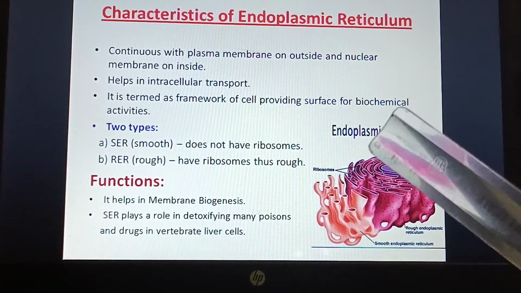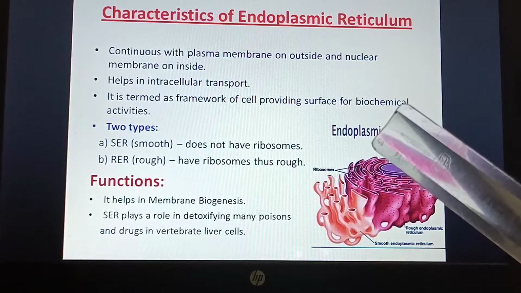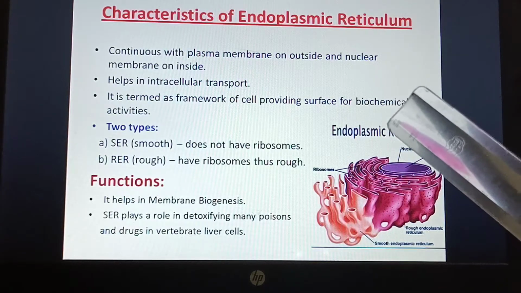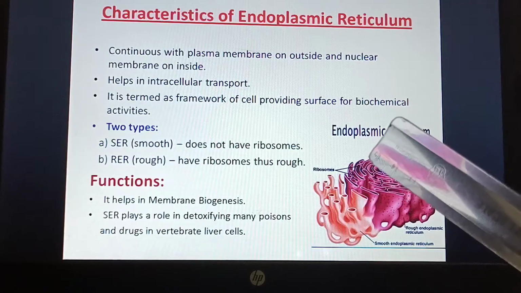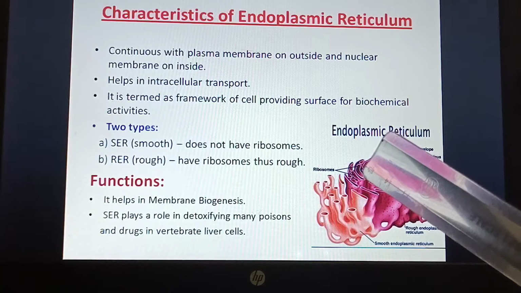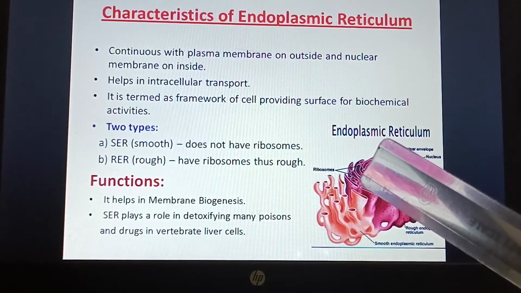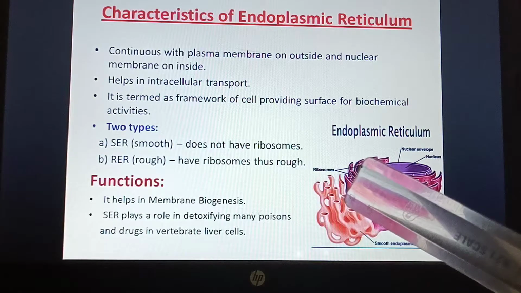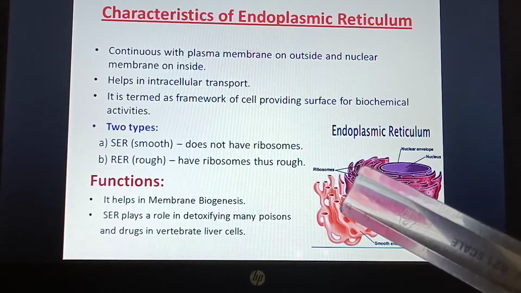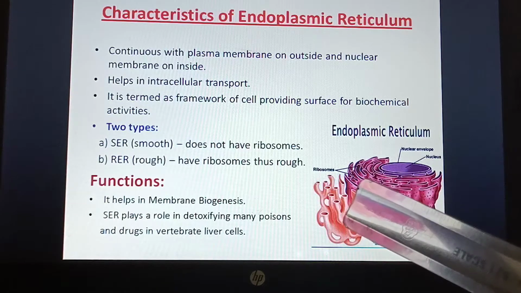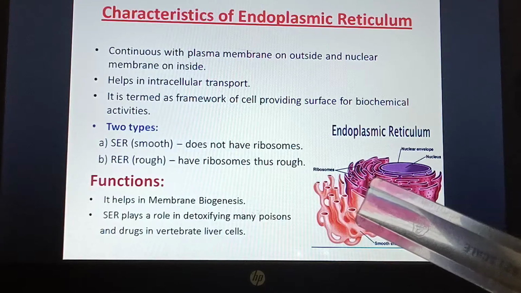And the endoplasmic reticulum gives shape to the cell and helps in intracellular transport. It is termed as the framework of the cell, providing surface for biochemical activities. The word biochemical is nothing but chemical reaction. So this endoplasmic reticulum helps the chemical reactions in the cell to take place. So there are two types of endoplasmic reticulum, smooth and rough. Smooth does not have ribosomes, whereas rough has ribosomes, therefore it is called rough endoplasmic reticulum.